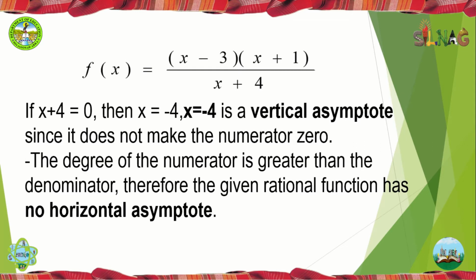Then, if x plus 4 is equal to 0, then x is equal to negative 4. Negative 4 is a vertical asymptote since it does not make the numerator 0. Then the degree of the numerator is greater than the degree of the denominator. Therefore, the given rational function has no horizontal asymptote because the degree of the numerator is 2 and the degree of the denominator is 1.